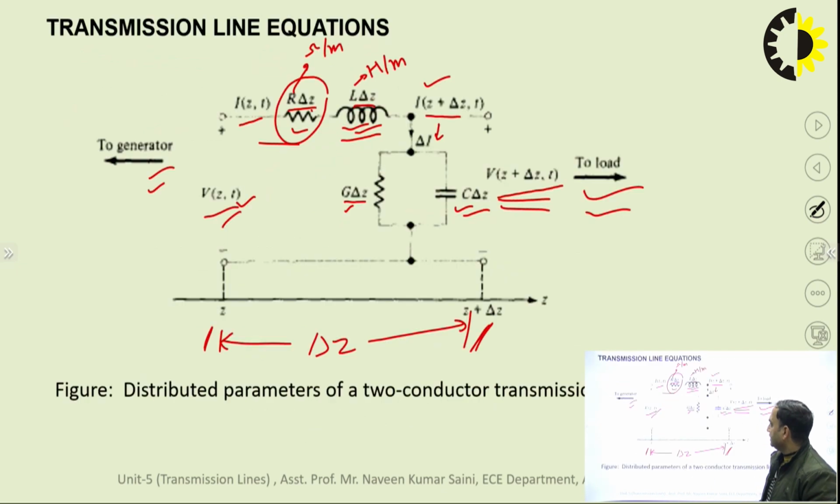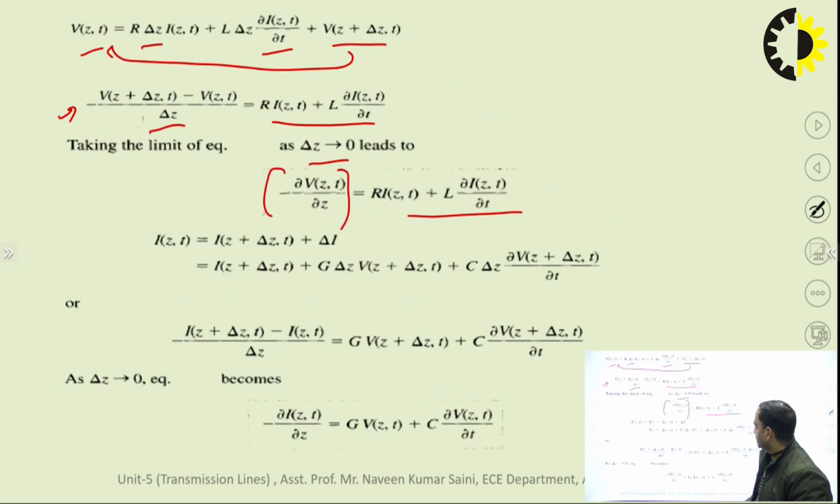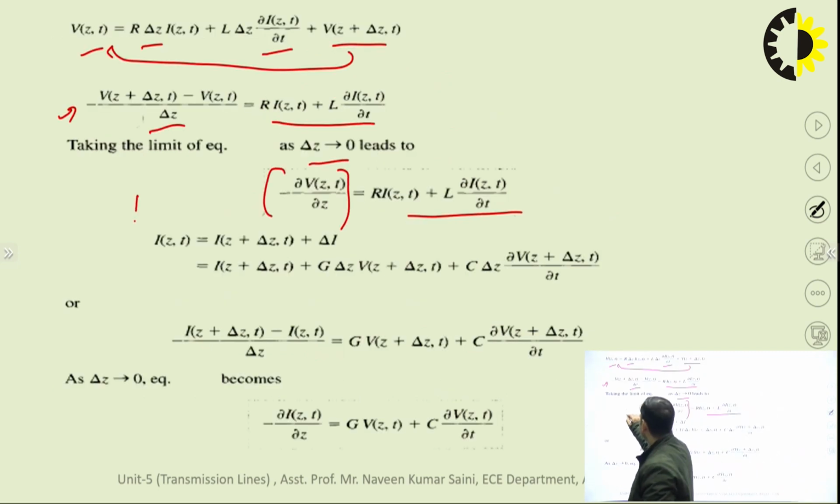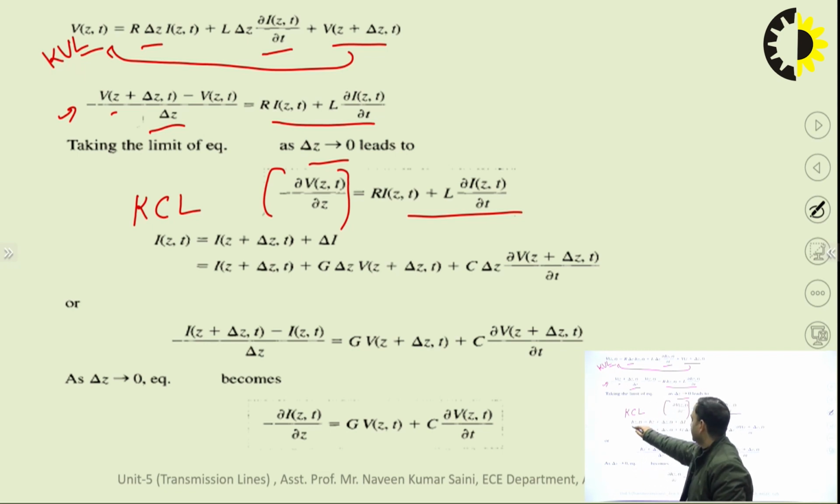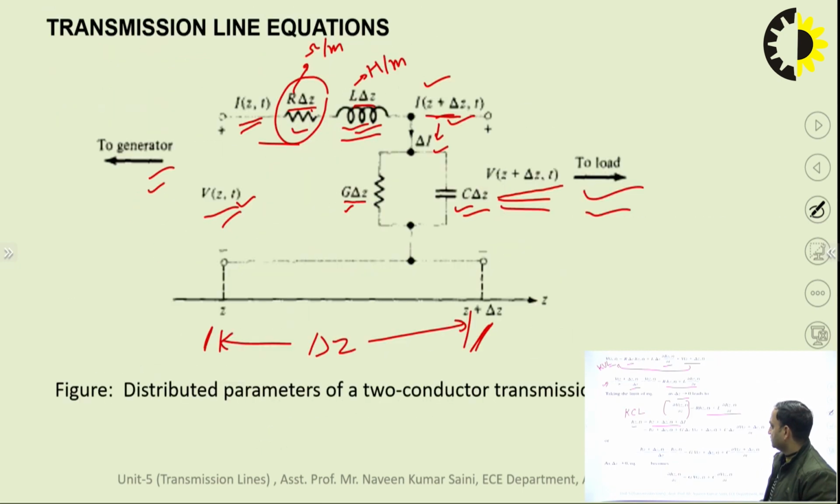Now we can apply the KCL. So here KCL is what? I(z,t) is equal to delta I plus this one, this quantity. So here we are applying the KCL. Here we applied the KVL. Okay. So when we apply the KCL, then I(z,t) is equal to this one, right?